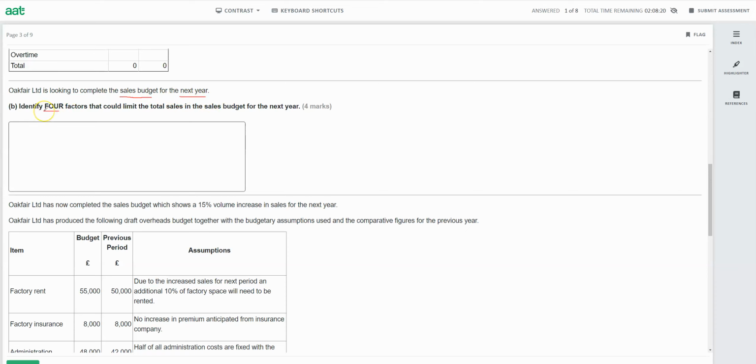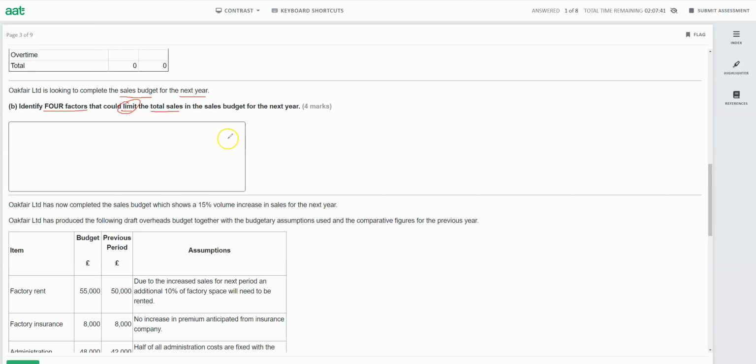Identify 4 factors. How many? 4 factors that could limit the total sales. Very important words: limit total sales in the sales budget. So basically they are saying, even though we have a demand, what are the factors that could reduce the sales? Or we can say, what is the limitation that we cannot fulfill this budget or the demand? So we are looking at the disadvantage. We are looking at some factors because of which maybe I'll not be able to complete this sales budget or the sales demand.